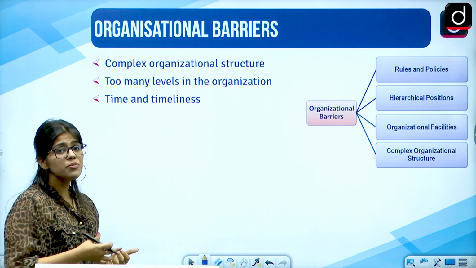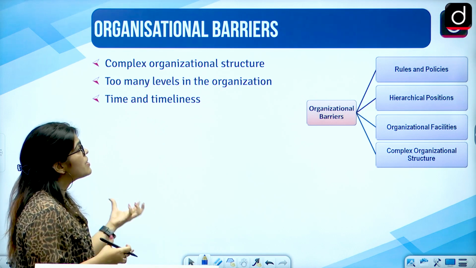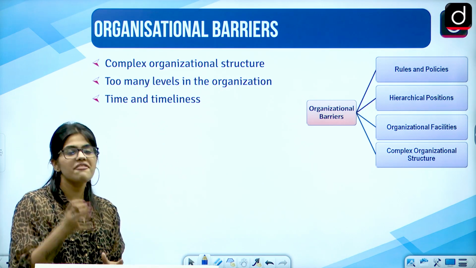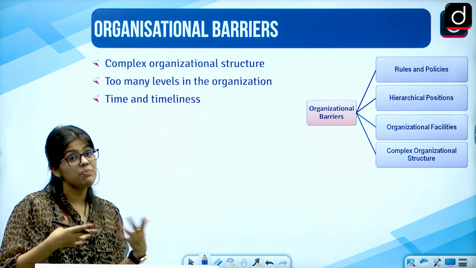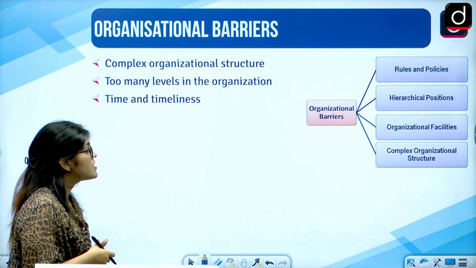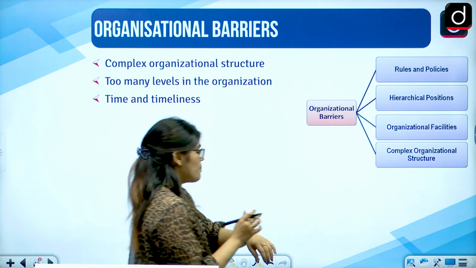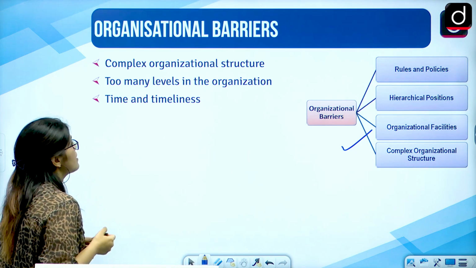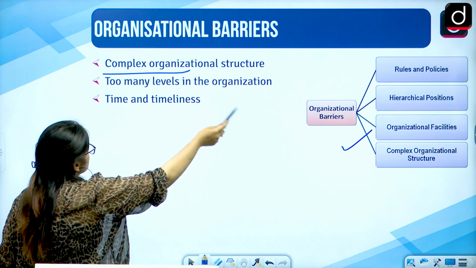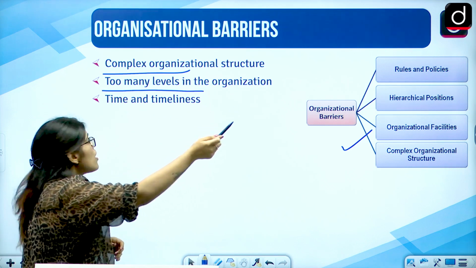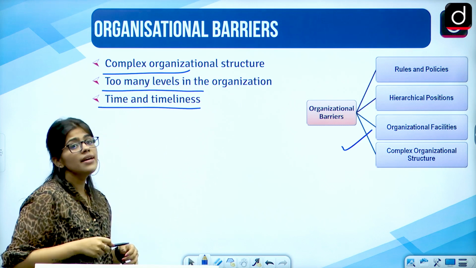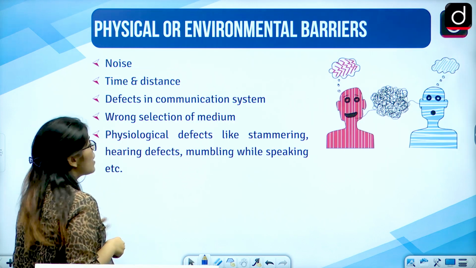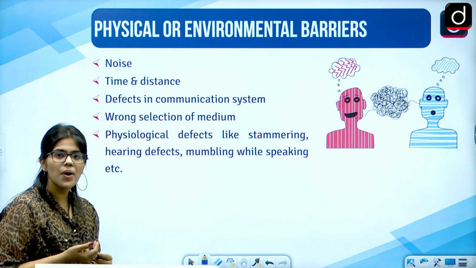Maybe the hierarchical positions are very rigid. Maybe the organizational facilities are very limited. That is why people are not interested to come to the office, or it can have a very complex structure. So there can be different organizational barriers: a complex organizational structure, too many levels in an organization, time and timeliness. So it is important to have fixed working hours as well, right?